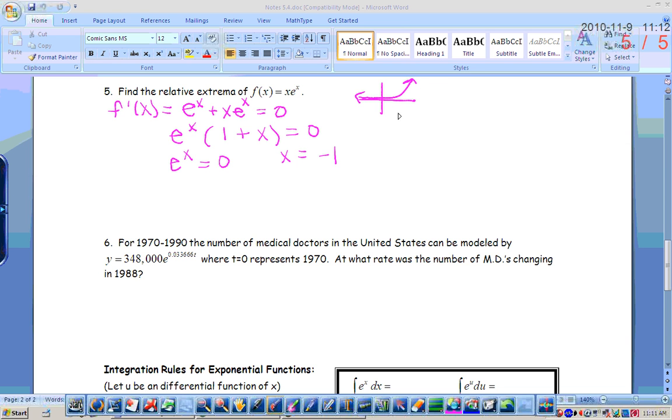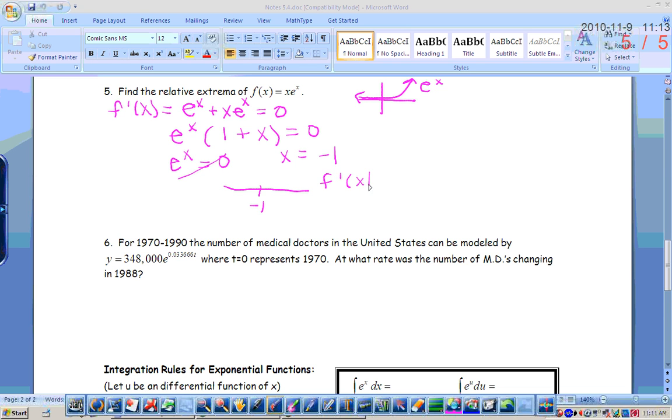Yep. Okay, there's the graph of e to the x, and you have a horizontal asymptote along the x-axis. So e to the x will never equal 0. So it's basically an extraneous solution. So our only critical point is x equals negative 1. And how do we tell if that is a min or a max? Plug it in the number line. Am I going to plug it into f prime or f?